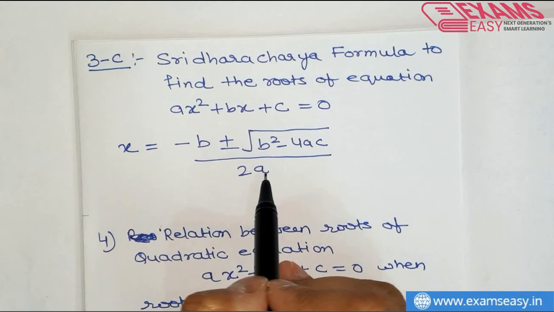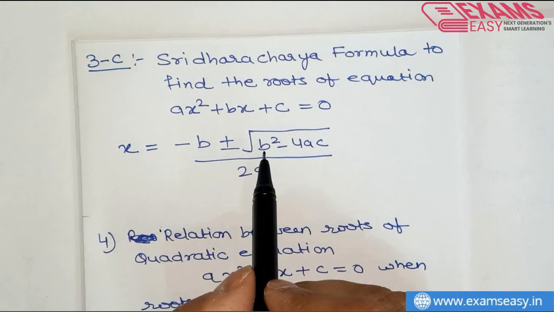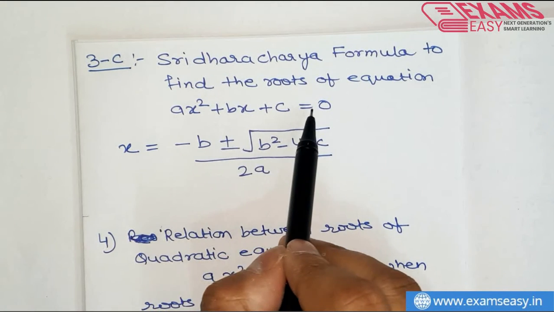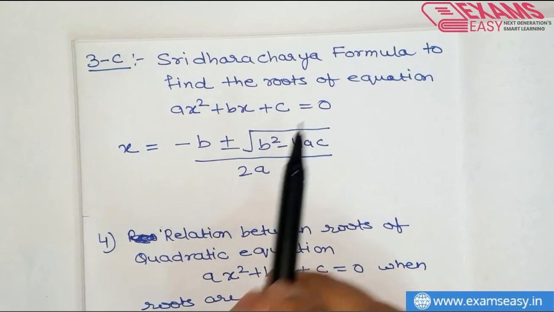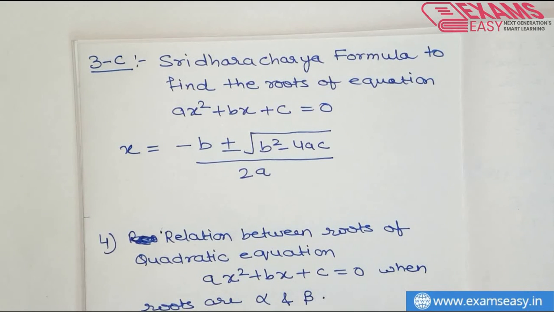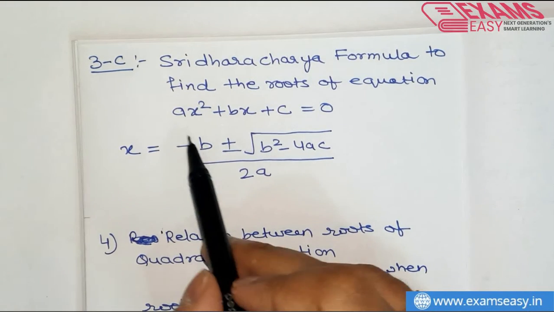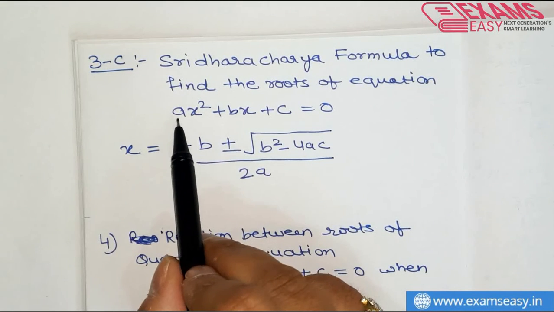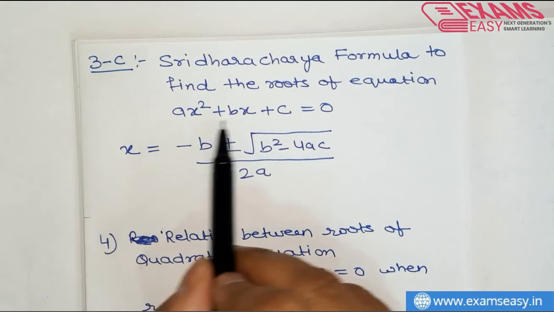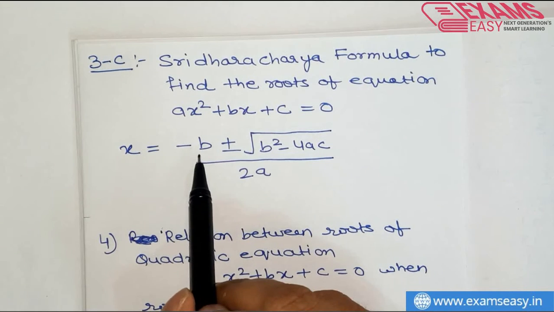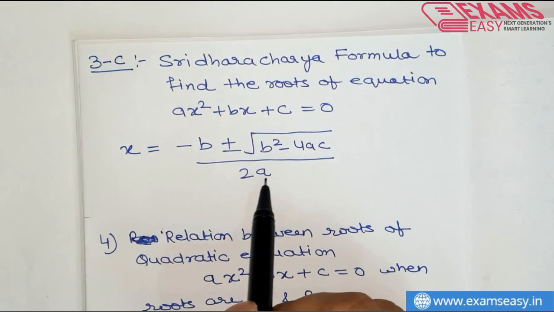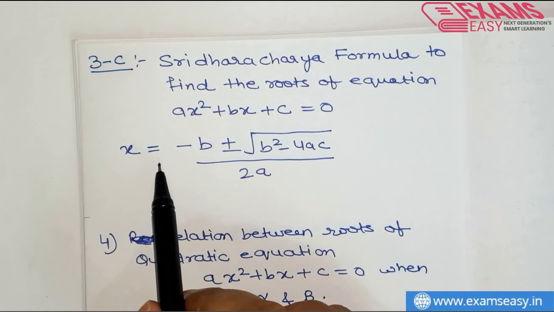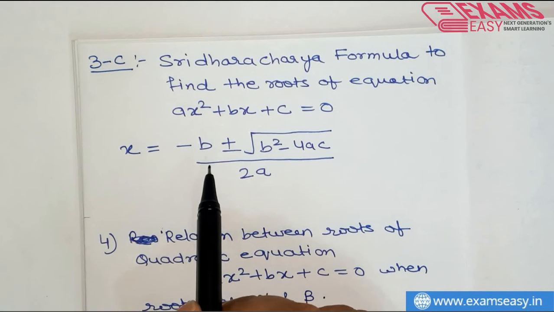Friends, we have earlier seen that the generalized form of the quadratic equation is ax square plus bx plus c is equal to 0. And given the quadratic equation, we can compare and find the values of a, b, c. Using these values, we can put them in this formula and get the roots, that is the value of x, directly from the quadratic equation.